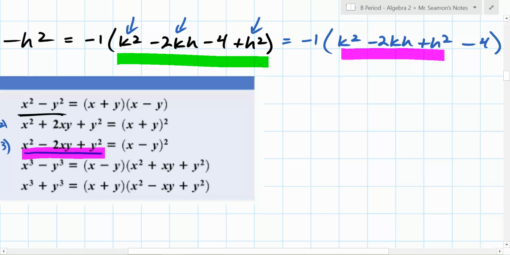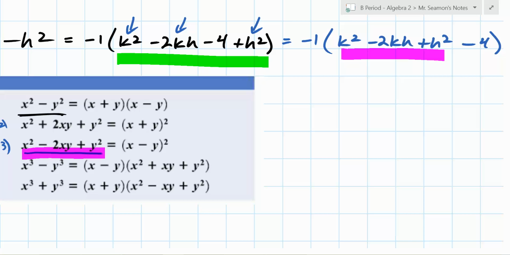Look at the purple lines, everybody. What do we have? x squared minus 2xy plus y squared. k squared minus 2kh plus h squared. We're ignoring the 4 for now. We're just looking at the purple right now.